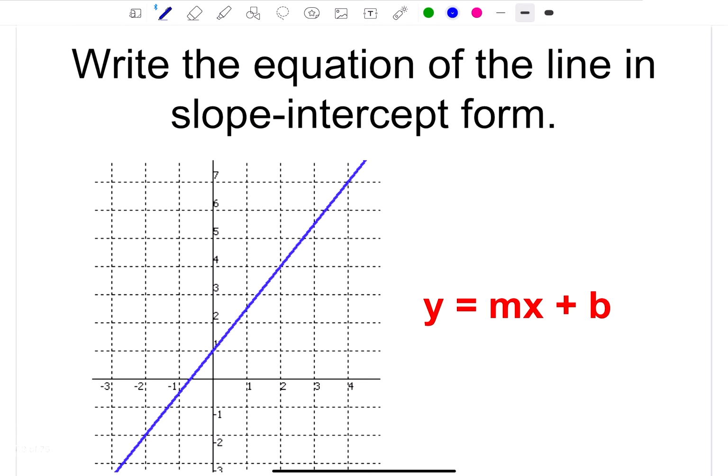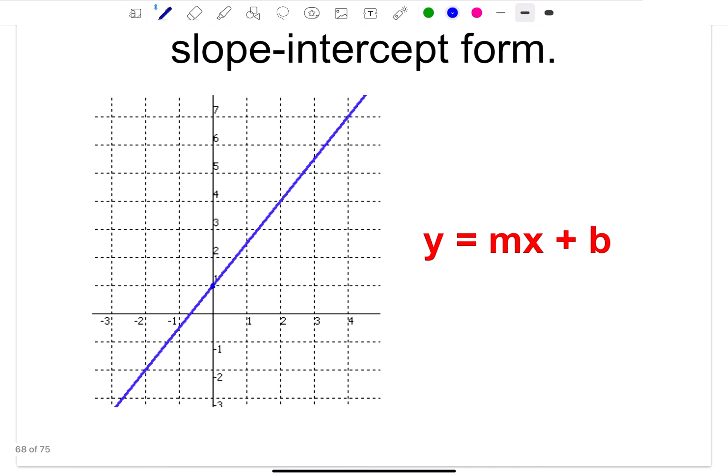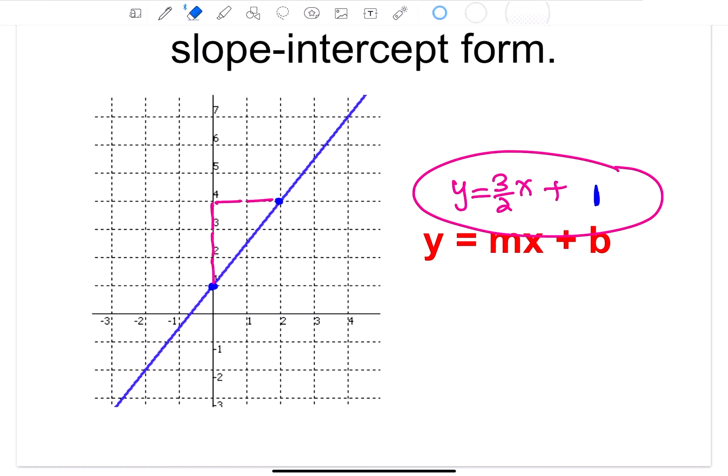Next, we're going to write the equation of a line where we are given the graph of the line. We can clearly see the y-intercept is 1, so we can plug that in. Next, I need to find 2 good points on the line. It looks like these are the 2 good points. From here, I can see my rise is 1, 2, 3, and the run is 2, and the line has a positive slope. So y equals 3 halves x plus 1 will be the equation of this line. And this is the slope-intercept form.